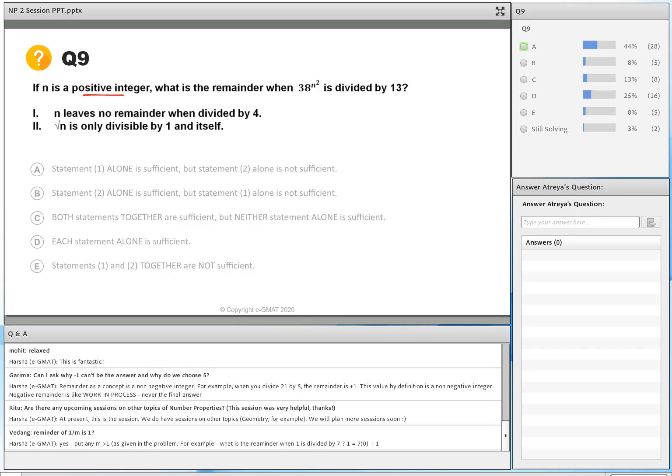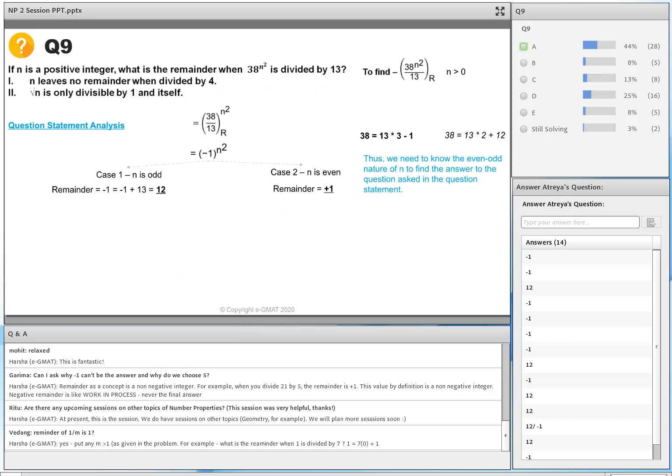If n is a positive integer, what is the remainder when 38 to the power n square is divided by 13? Now, I am going to open the short answer poll. You people tell me, what is the remainder when 38 is divided by 13 first? What's the remainder when 38 is divided by 13? Absolutely perfect. It's either 12 or minus 1, right? It's either 12 or minus 1. We'll use this knowledge. And I'm very, very happy that you could see that.